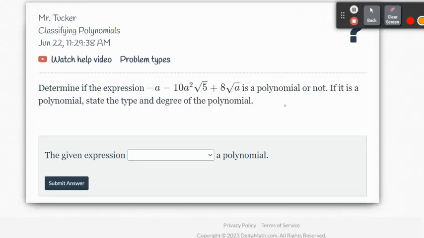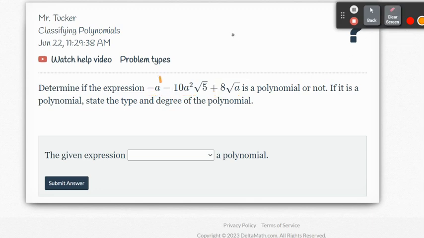Now, in this problem, we've got a lot going on. We've got some square roots happening, and we've got to be very careful about square roots. Square roots might be okay. Let's look one term at a time. First of all, let's classify that there are actually 3 terms here. They are separated by that negative sign and this plus sign. So there are 3 terms, so this is a trinomial. The issue is whether or not it is a polynomial. So let's look at these one at a time.